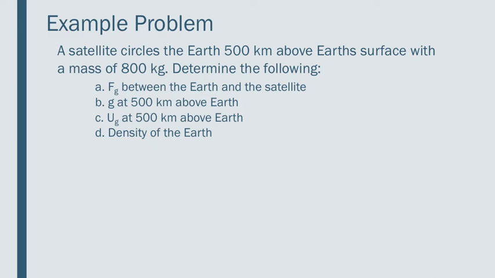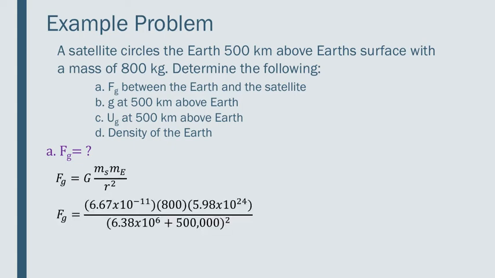If we have a satellite circling Earth 500 kilometers above Earth's surface with a mass of 800 kilograms, we want to determine the following. A, the force of gravity between the Earth and the satellite. Let's start with that. We know how to do this already. F_g equals G times the mass of the satellite times the mass of Earth over r squared. Let's plug in what we are given. We'll notice that we end up getting 6,787 newtons. We want to make sure we add both of our distances, the 5 with our 6.38 times 10 to the 6th, the radius of Earth.